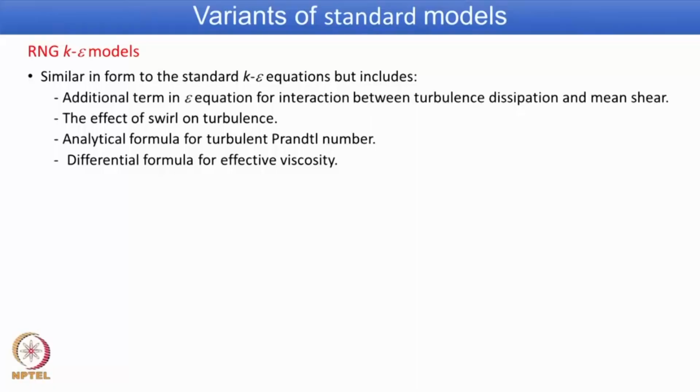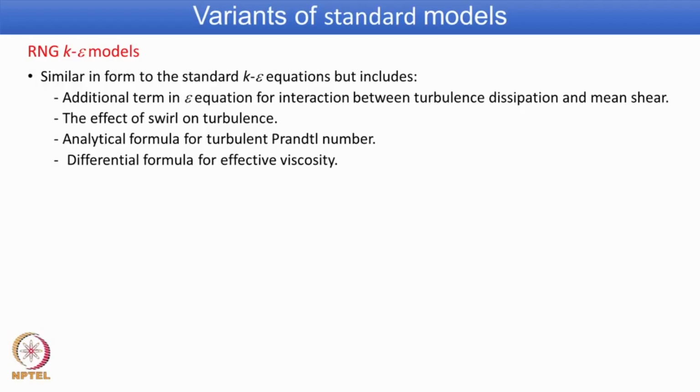So, the RNG based K epsilon model is similar in form to the standard K epsilon equation, but it includes the following. An additional term is introduced in the epsilon equation for interaction between turbulence dissipation and mean shear. That accounts for what is known as the effect of swirl on turbulence. So, where do you get swirl? For example, in combustion you have a methodology called swirl combustor, and that has an influence on turbulence, which is predicted better by the RNG K epsilon model.